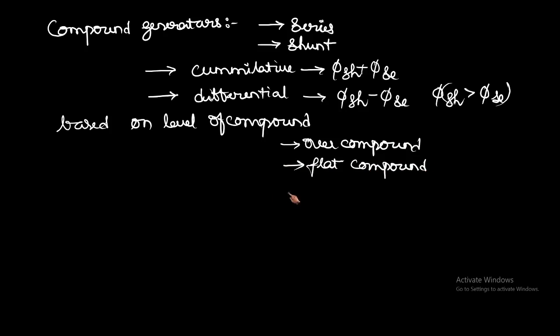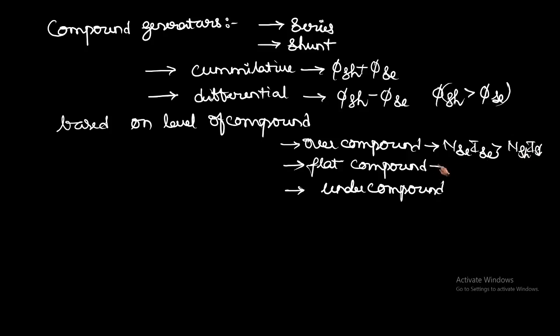Another is under compound. These are the different types based on the level of compounding. If you observe here, NSE ISE is greater than NSH ISH. In this case, if they both are equal, NSE ISE is equal to NSH ISH. Next, if NSE ISE is less than NSH ISH. So these are the cases.